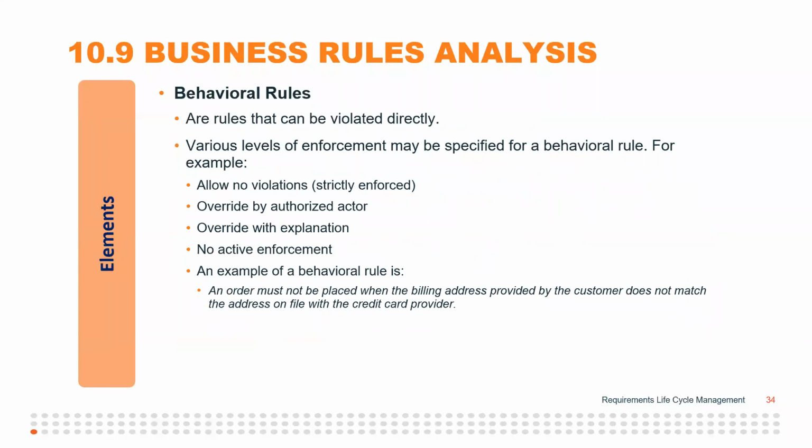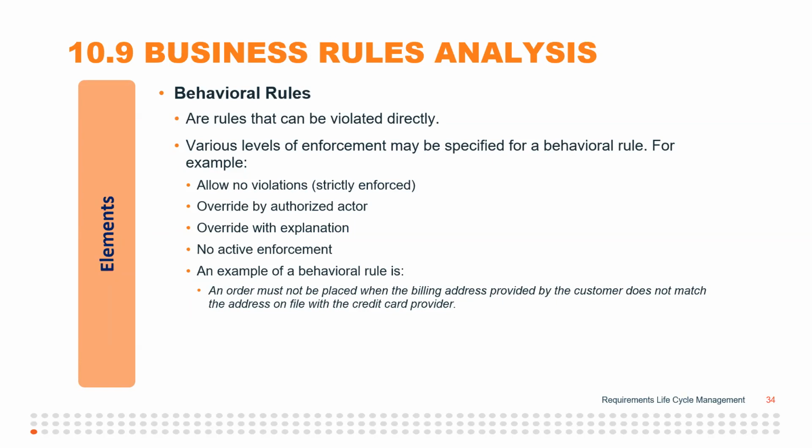So behavioral rules can definitely be violated. Various examples of enforcement may be specified for a behavioral rule. For example, you may say you allow 0 violations, it's a 0 tolerance policy, or it can be overridden by someone who's authorized to do that, or it can be overridden if there's an explanation, or there's no active enforcement.